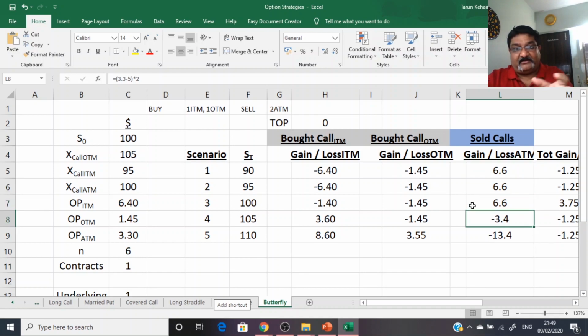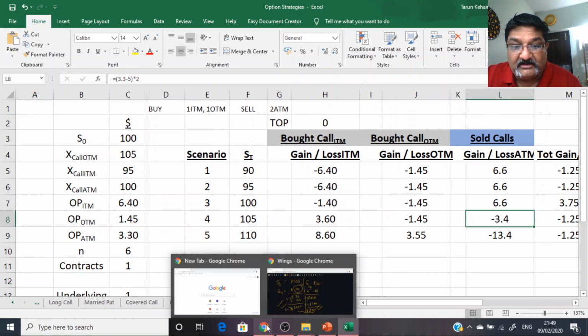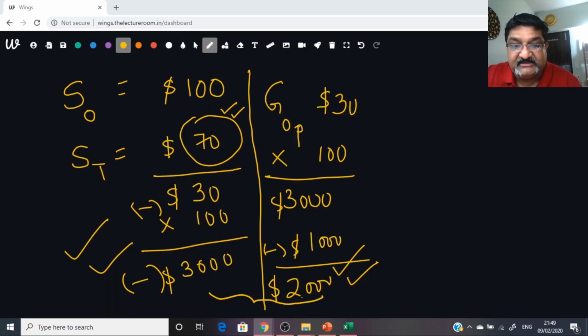And what happens at 105? This time he exercises the call option because he has a gain of $5. $5 per security, two securities, you have a gain of 10. So that means you have to give him $10 and he has to pay you 6.6. So your net loss is 3.4. Let me illustrate this to you by way of some written notes, guys.